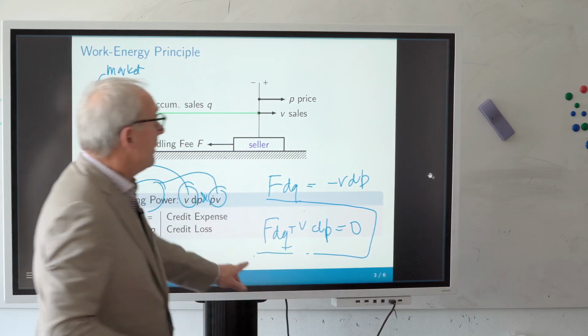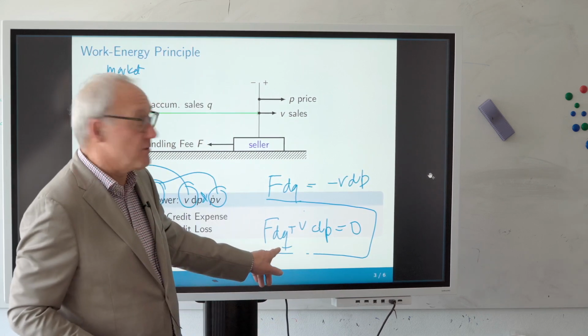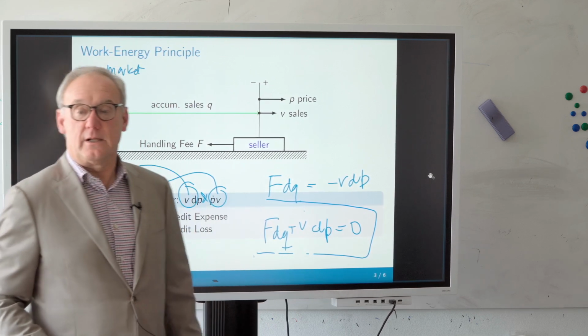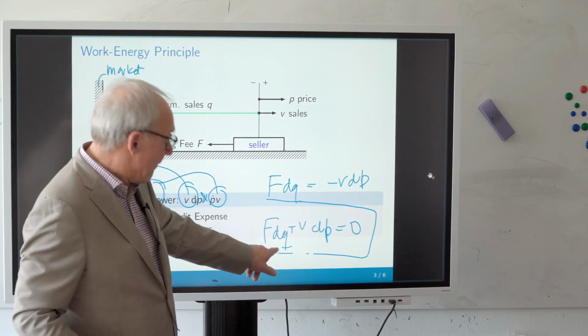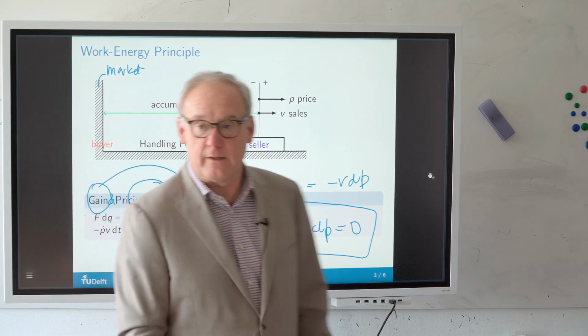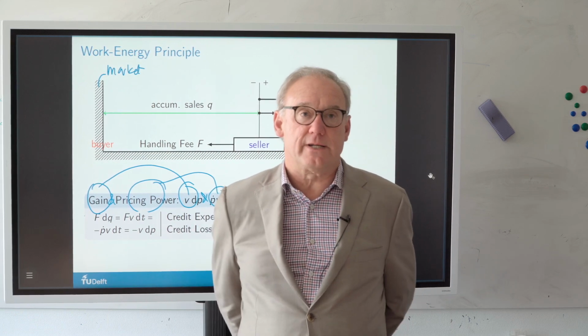And now you'll see that the change in the amount of work plus the change in the kinetic energy is going to be zero. All right? It's the law of conservation of energy.